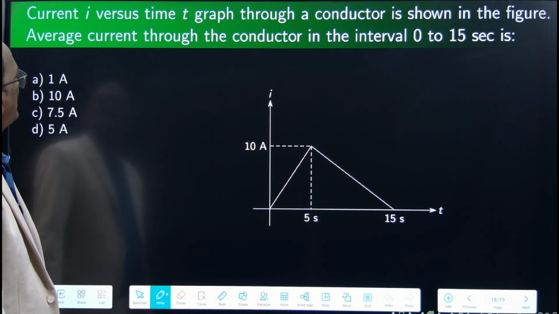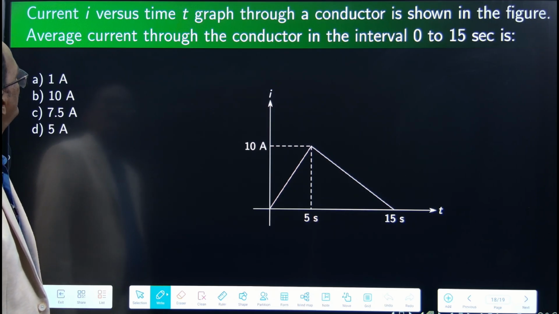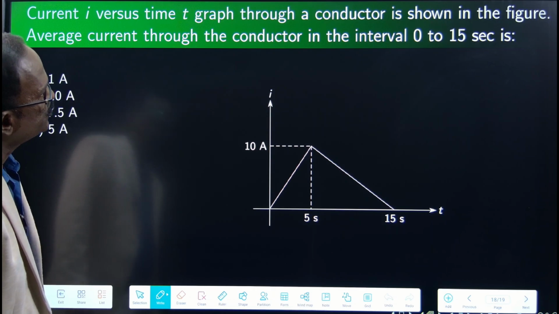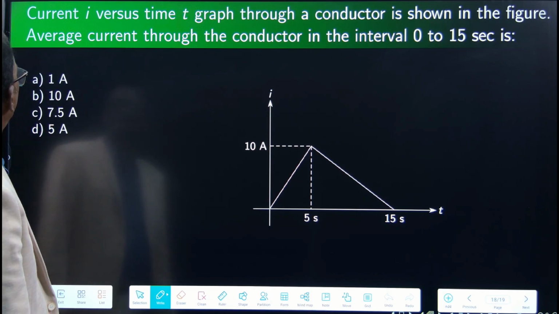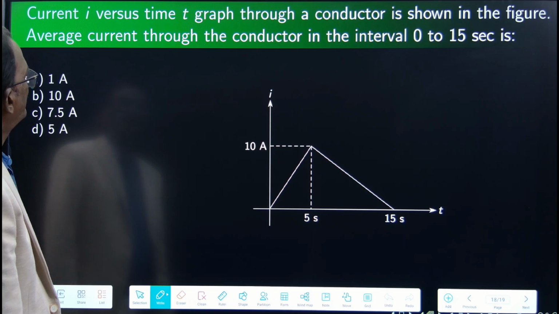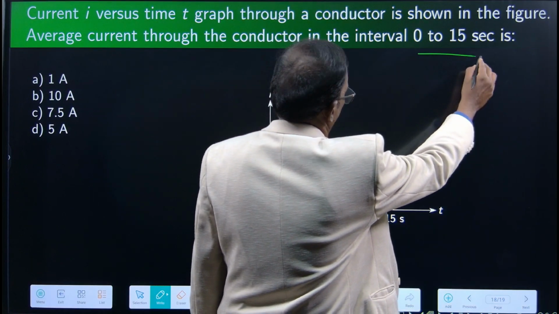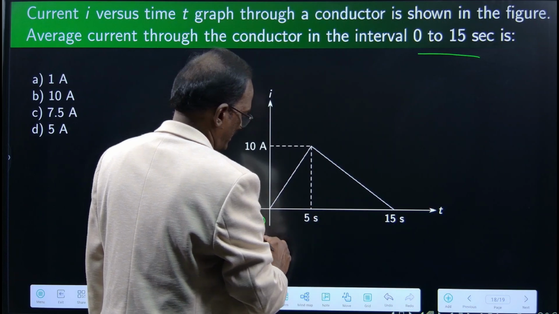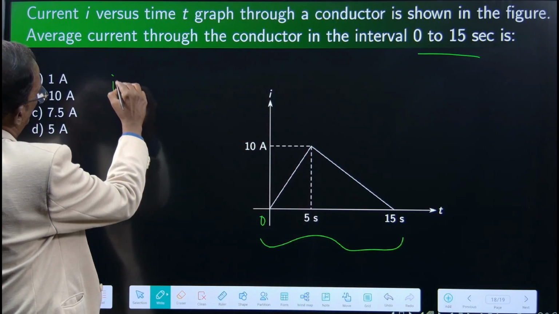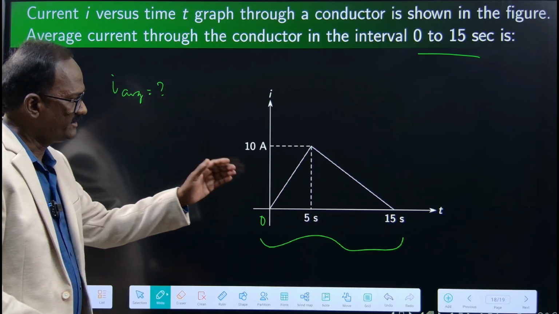So this one, current I versus time, is again a graphical question. The graph of current through a conductor is shown in the figure, I versus time T graph. Find the average current through the conductor in the interval 0 to 15 seconds. I average is asked.